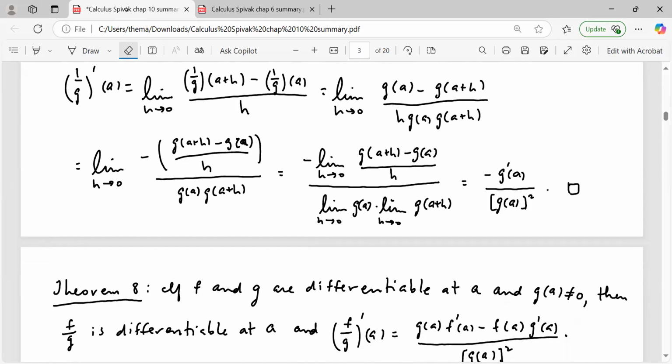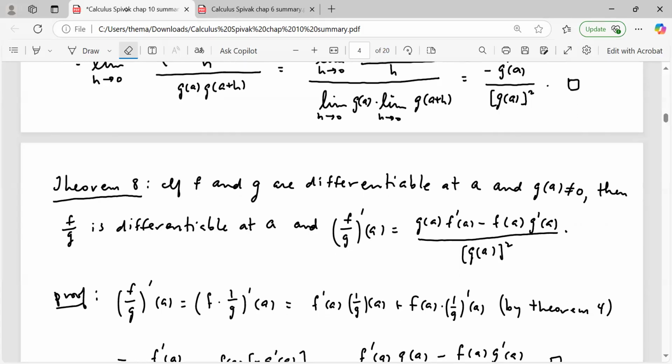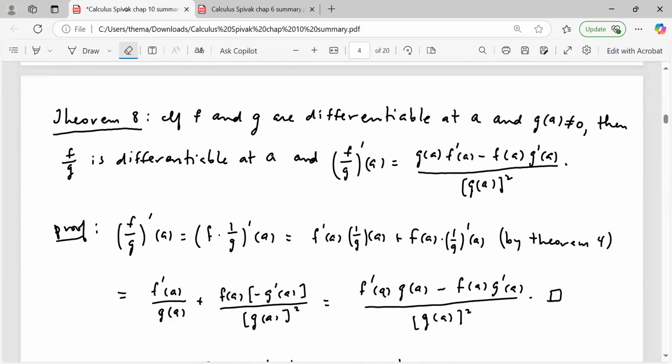All right, theorem 8. If f and g are differentiable at a and g of a is not 0, then f over g is differentiable at a, and f over g prime of a is equal to g of a times f prime of a minus f of a times g prime of a, all over g of a squared. This is called the quotient rule.